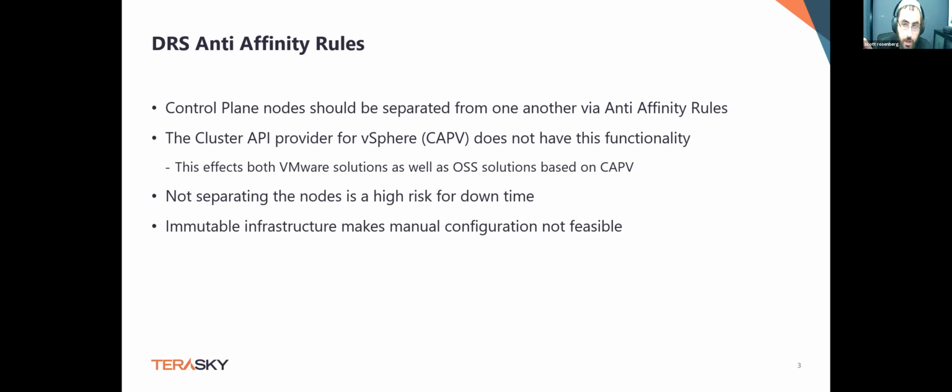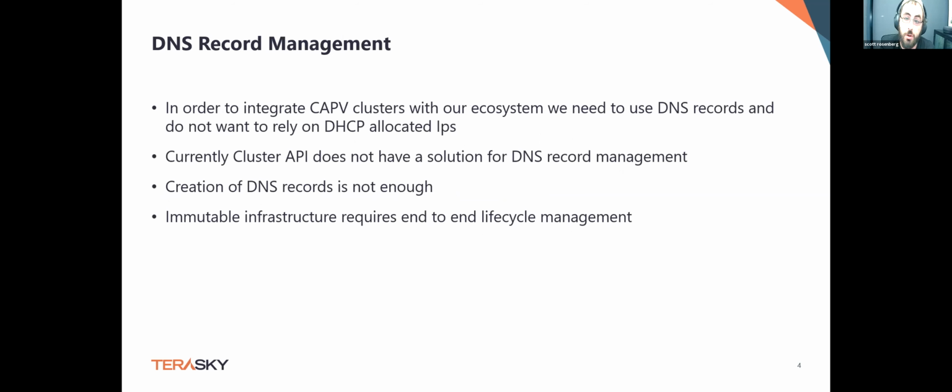And master nodes or control plane nodes should be separated by all best practices in order to make sure that we have a resilient control plane. And once we get into the world of immutable infrastructure in Kubernetes, doing this manually is not something that is feasible anymore, because control plane nodes can come up every few minutes or whenever there's an issue, and that's a serious issue.